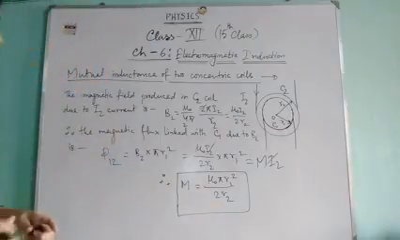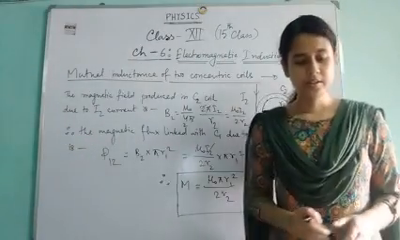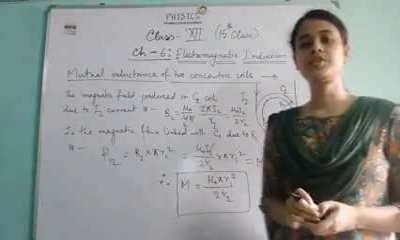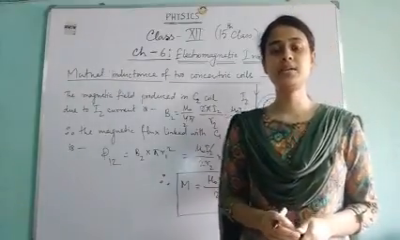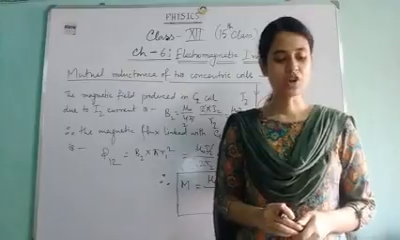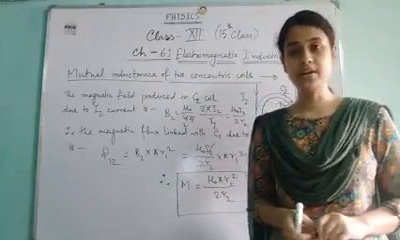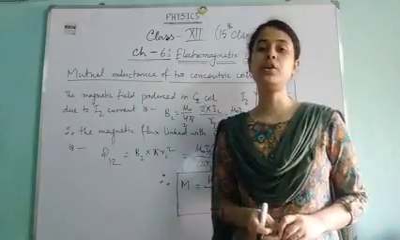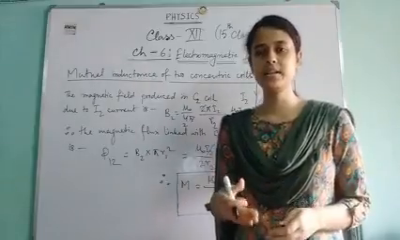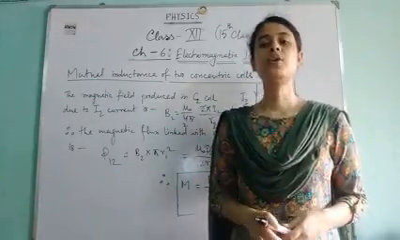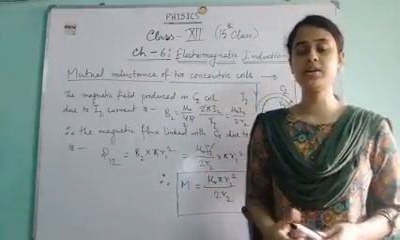So here the conceptual part of this chapter ends. Now we will apply this concept while talking about the alternating current generator, which you learnt in your previous class, class 10. So you have developed the concept of how the AC generator works.